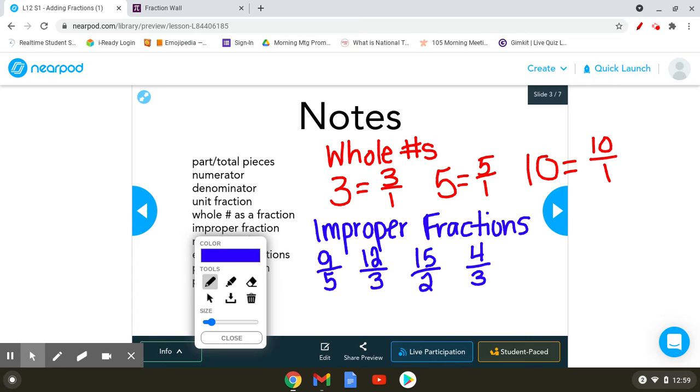So improper fractions have numerators that are larger than the denominator. So you can see that the 9 is bigger than the 5, 12 is bigger than 3, 15 is bigger than 2. That's because all of these fractions are greater than 1, greater than a whole.